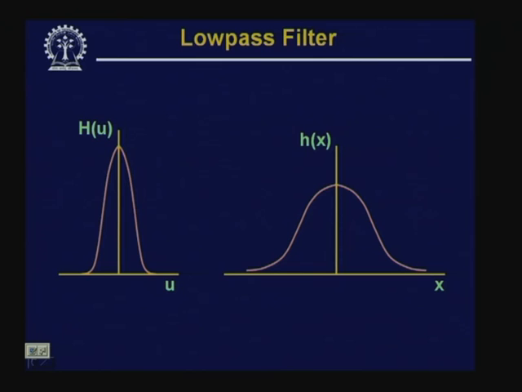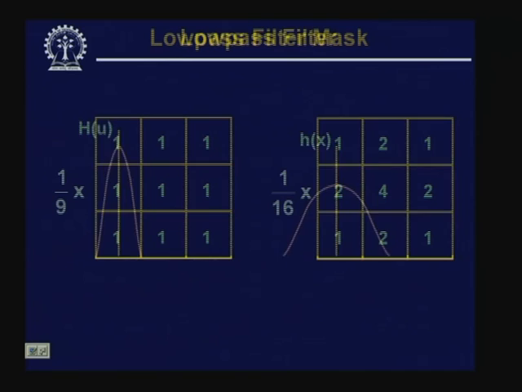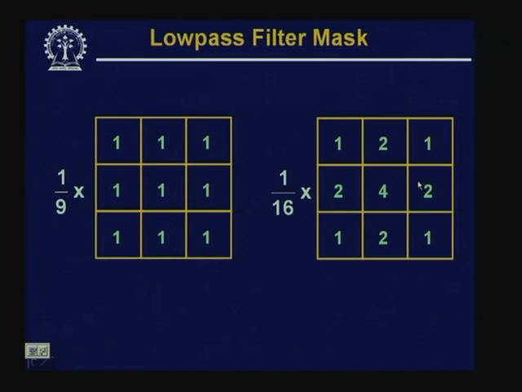And the narrower the frequency domain filter, the more it will attenuate the frequency components, resulting in more blurring effect. And if I make the frequency domain filter narrower, that means the corresponding spatial domain filter or mask will be flatter, that means the mask size in the spatial domain will be larger. So, this slide shows two such masks that we have already discussed during our previous discussion. This is a mask where all the coefficients are positive and same, and in this mask the coefficients are all positive, but the variation shows that it has some sort of Gaussian distribution in nature.